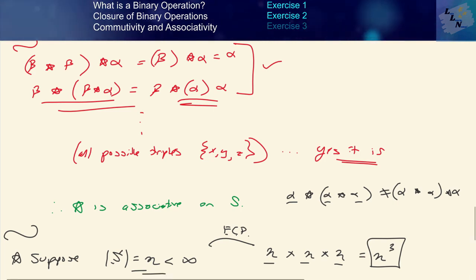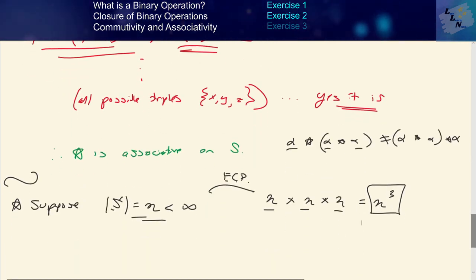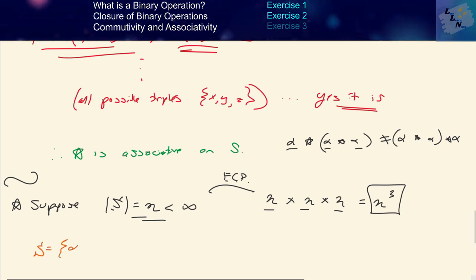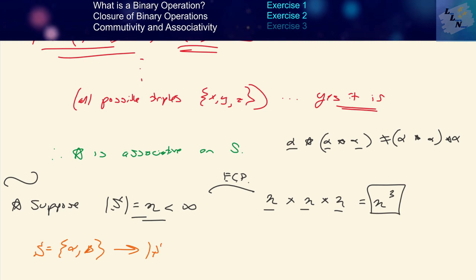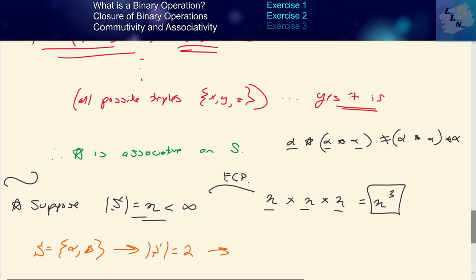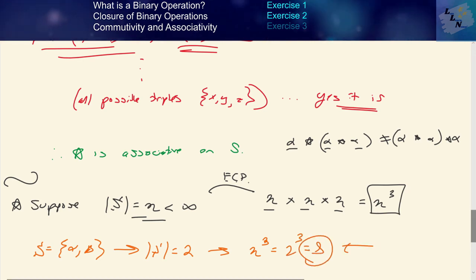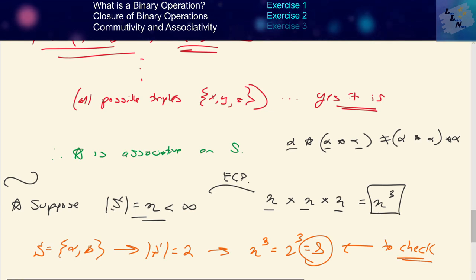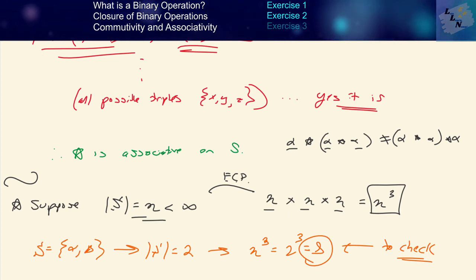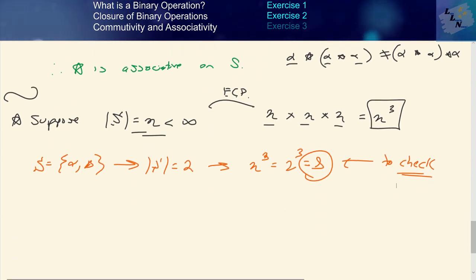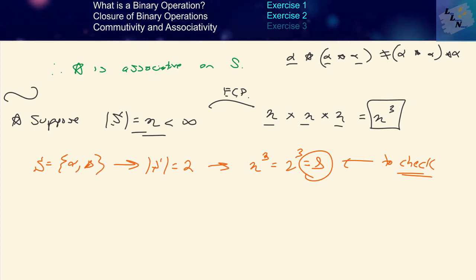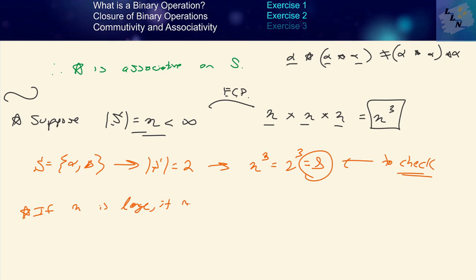So for our particular example, where S is equal to the set containing alpha and beta, the size of S is equal to 2. That means we need to check n cubed, which is 2 cubed, which is equal to 8 different operations to check. We only checked 2, but there are 6 more that we need to check for associativity. So if the set is extremely large, checking for associativity can sometimes be tedious, but not necessarily difficult. If n is large, it might take a while.